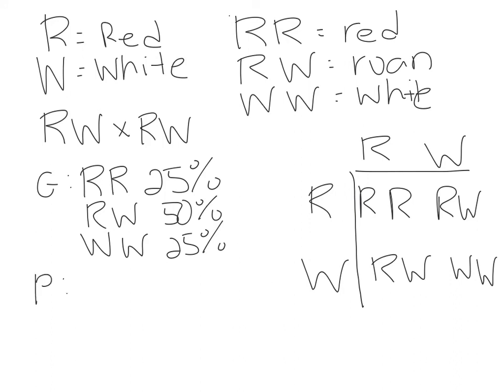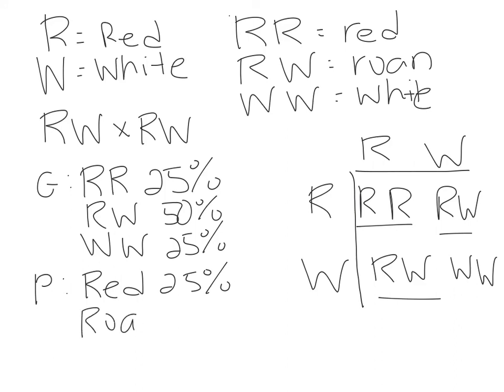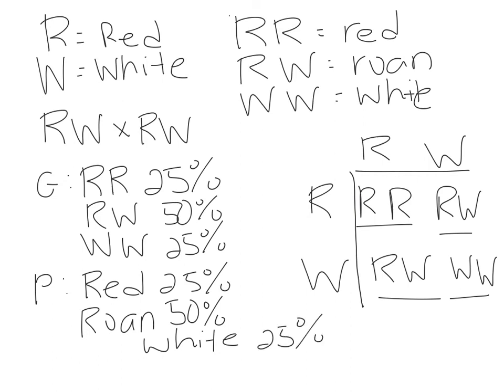Phenotypes, what do they actually look like? Well, the RR is going to be red. There's going to be 25% of them that are red. RW is going to be our roan color because they have one of each of the dominant alleles. That's 50%. And lastly, white is going to be 25%. So again, just keep track of what your letters are representing and make sure that you're using two different capital letters for codominant problems. So go ahead and finish problems 2, 3, 4, 5, and 6 under the codominant section.